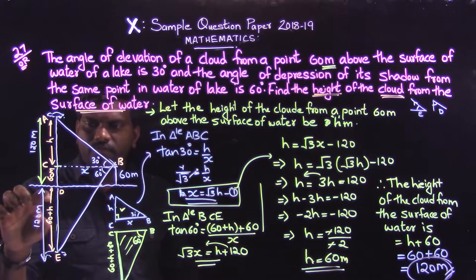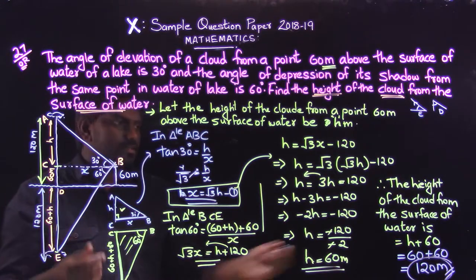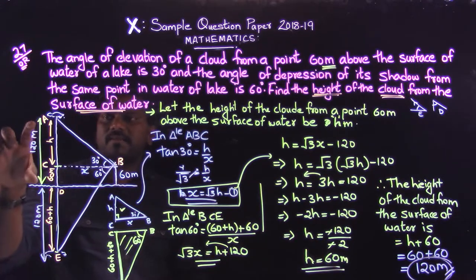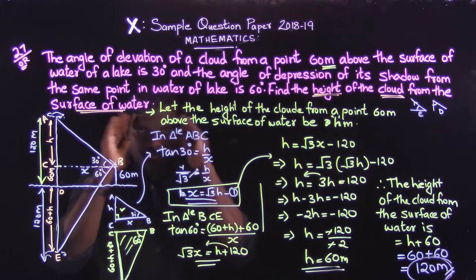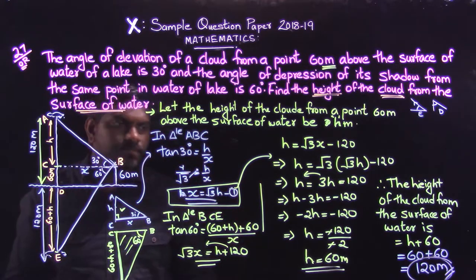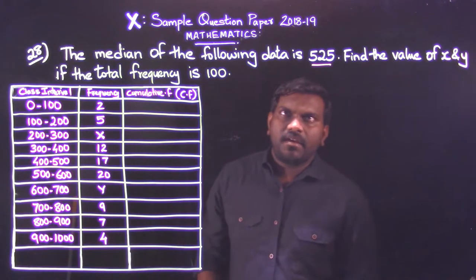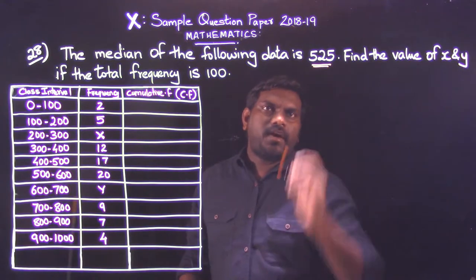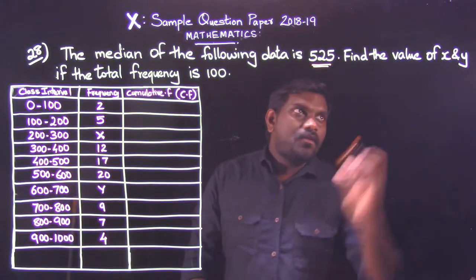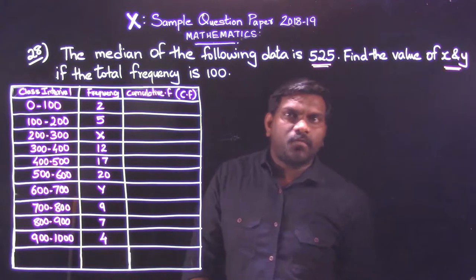So even if you see 60 plus h, it's going to be the same 120. So this would be the same as this. That is the only concept you need to keep in your mind when you solve these types of questions. Fine. 28. The median of the following data is 525. Find the value of x and y. So we are supposed to find what?